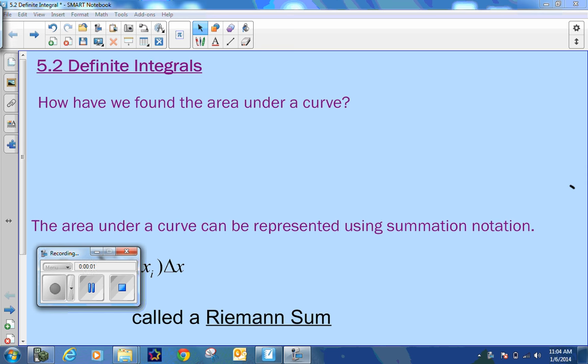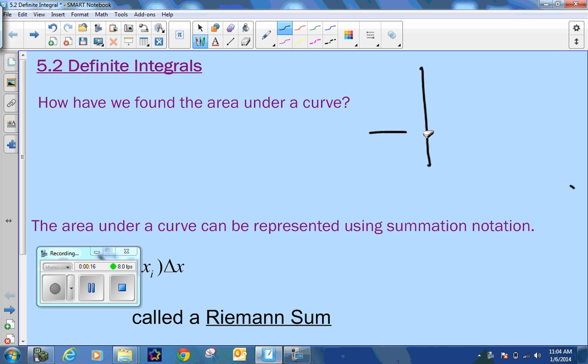I am going to attempt to teach you 5-2 so we don't get too far behind. Let's see how this goes. Okay, so in 5-1, we were just getting started, and we were talking about how to find the area under the curve, such as, let's say, that.